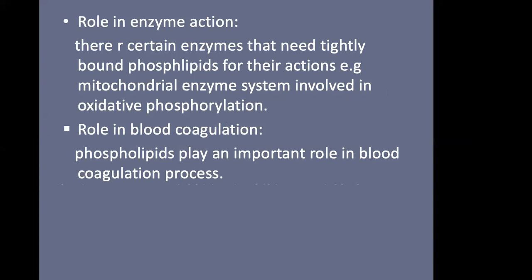Some phospholipids have a role as an enzyme. There are certain enzymes that need tightly bound phospholipid for their action, e.g. the mitochondrial enzyme system involved in oxidative phosphorylation. Role in blood coagulation: which type of phospholipid is important for blood coagulation? Phospholipids play an important role in the blood coagulation process. Cephalin, good.